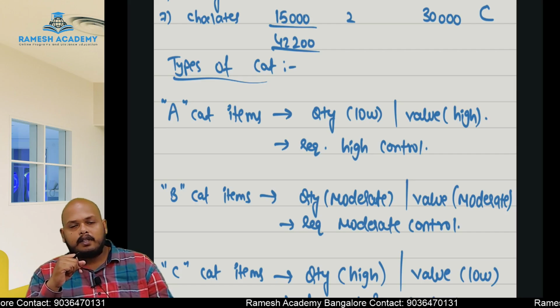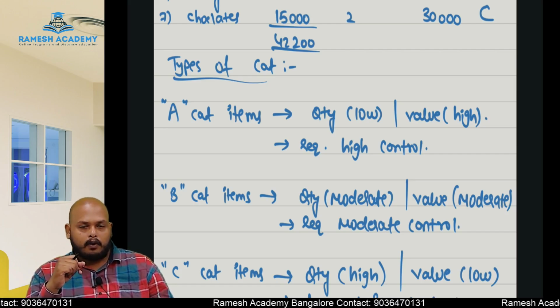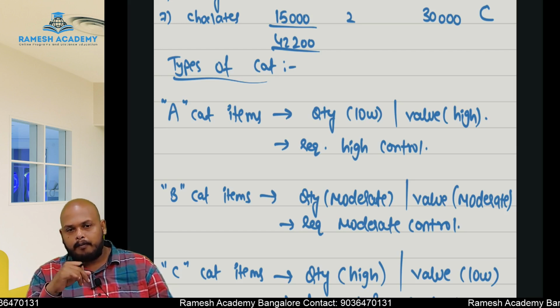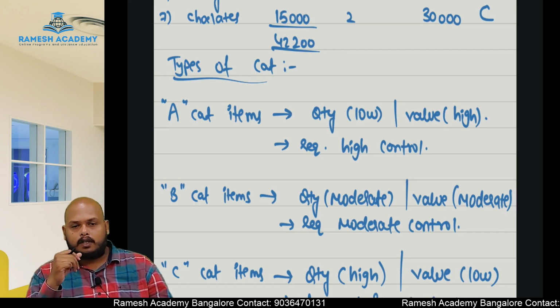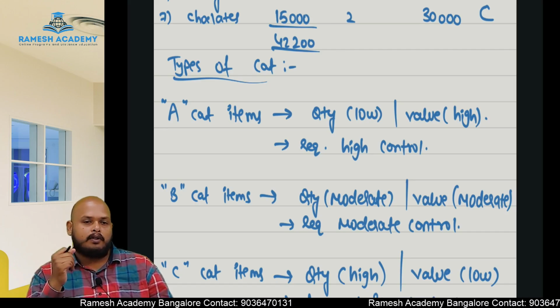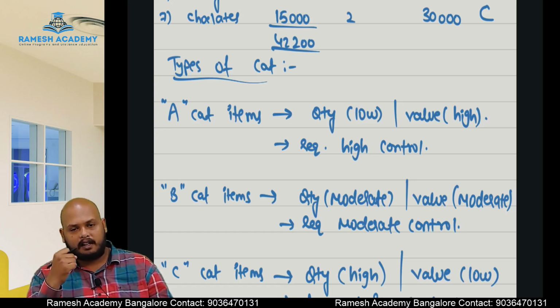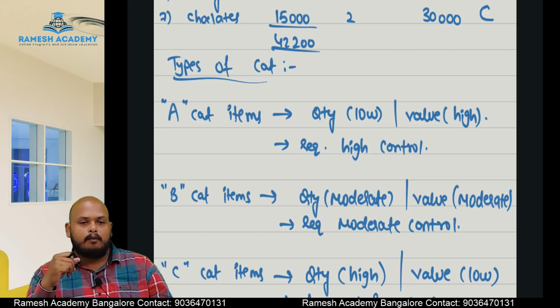B category items, moderate items, like rice: if you go near one bin and pick up a small amount of rice from that bin, still he will not question you. If you taste the rice also, he will not question you. He knows that you are not going to eat the complete rice. That is the reason it requires moderate control.